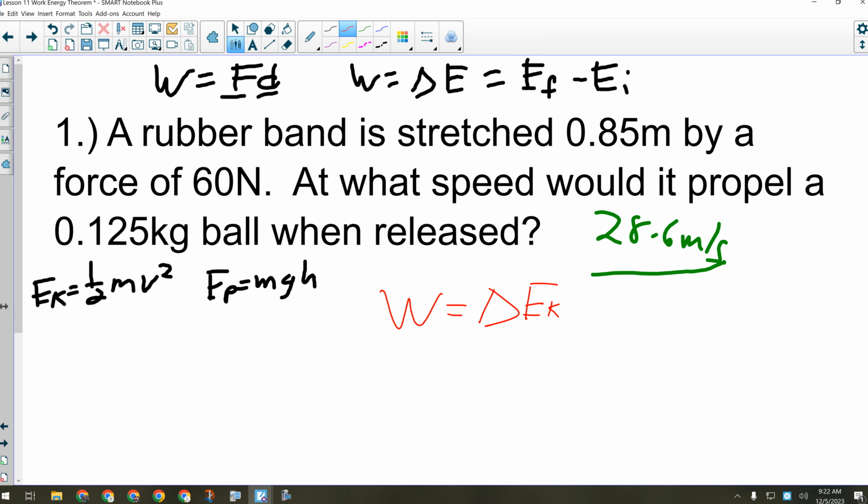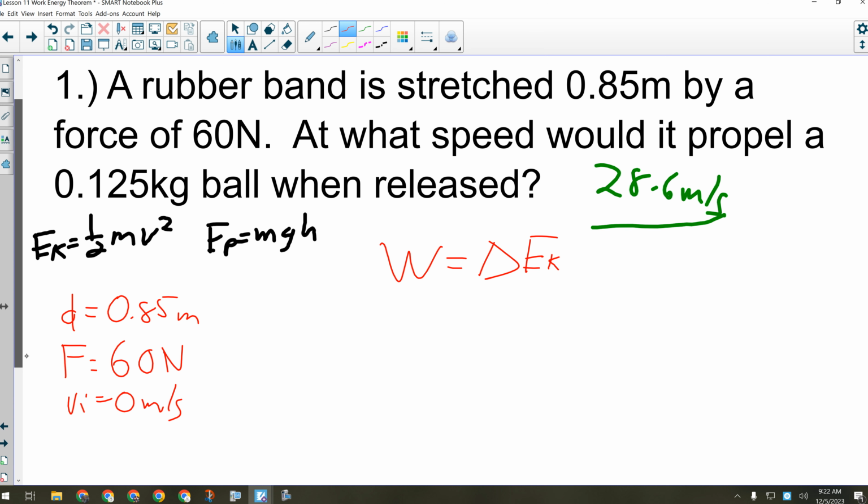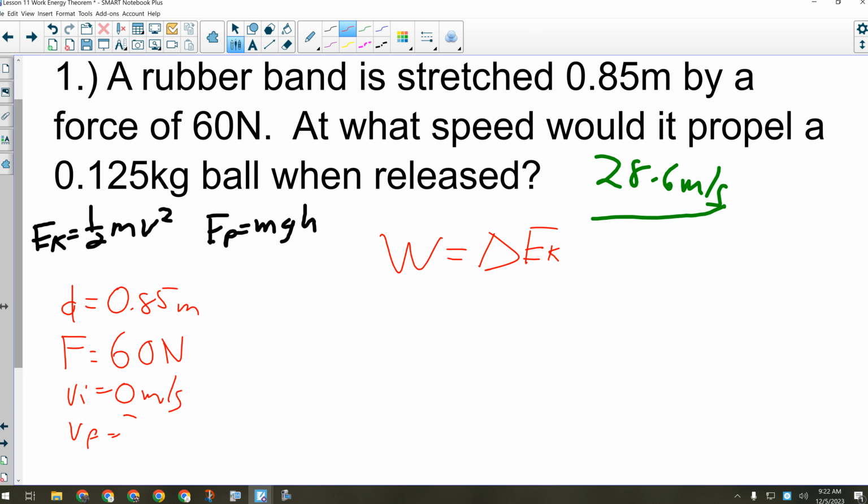Our givens in this question are the distance and the force. We have to change the distance. I have to remember, that's what I was talking about a minute ago: you always have to make sure your units are meters. And it's asking, what speed would it propel the ball when released? What was the initial speed of the ball? 0. So I know acceleration is happening here, and I'm looking for the final speed of the ball.